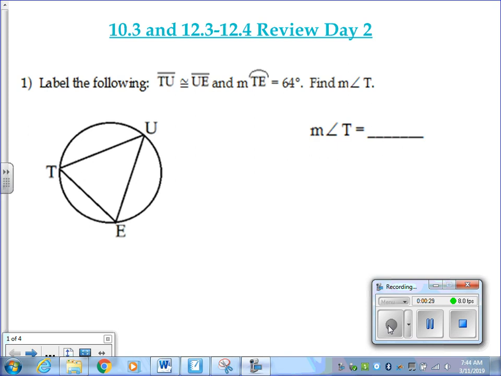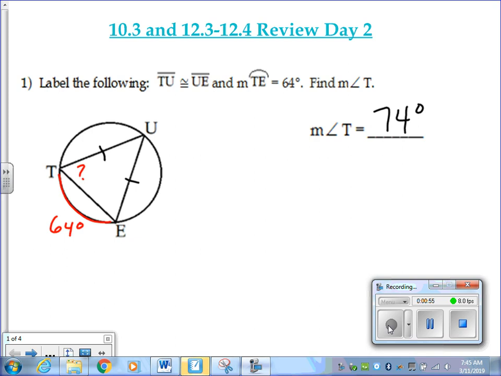Okay, for number 1, you're trying to find the measure of angle T, and the measure of angle T is 74 degrees. If you did not get that correct, let's go ahead and label what it tells us. Segment TU is congruent with UE, and the measure of arc TE is 64 degrees. We're trying to find the measure of angle T.